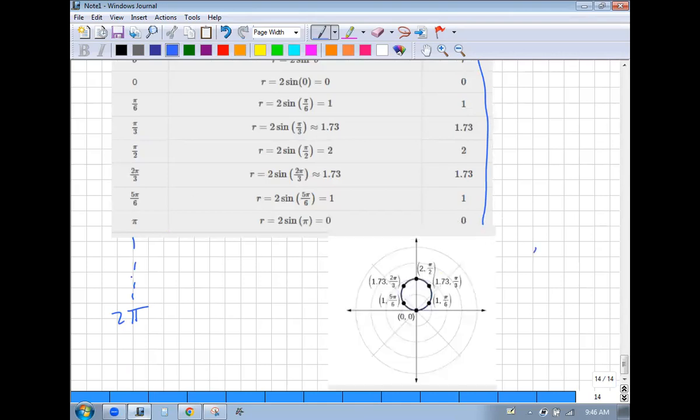What about... 2 pi would be the same thing as 0. So what about 3 pi over 2? We would have r equals 2 sine of 3 pi over 2. Sine of 3 pi over 2, that's a -1. We would get a -2, right? So yeah, if we kept going, we would get another circle down there. So we should have symmetry about both axes here.